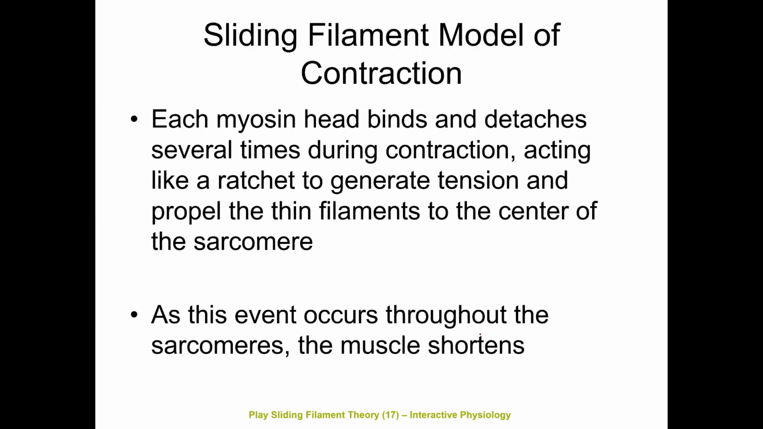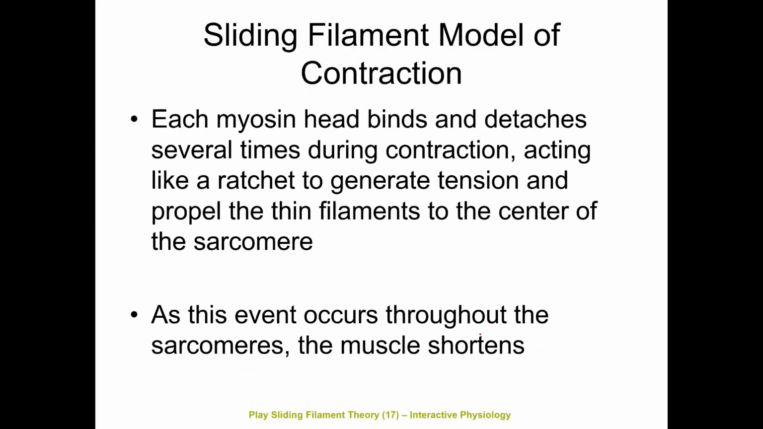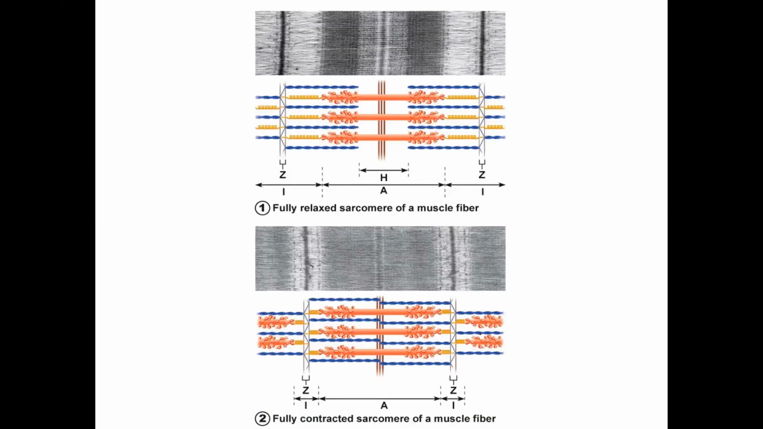Again, I mentioned each myosin head is going to attach and detach multiple times during a contraction, like a ratchet. And so that's why this picture is a cyclical picture. Okay, it's not really showing a stop to any of that. It'll continue until the sarcomere gets as short as possible. And that's going to cause the muscle to get shorter.